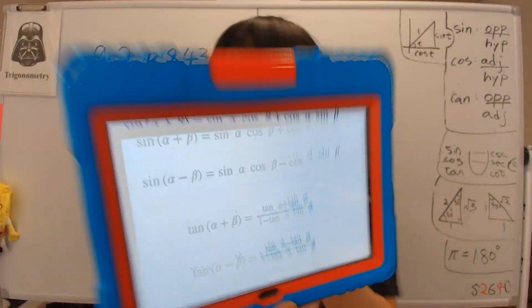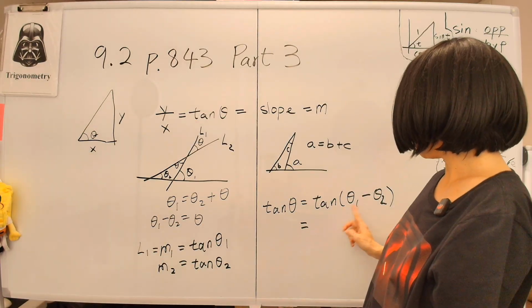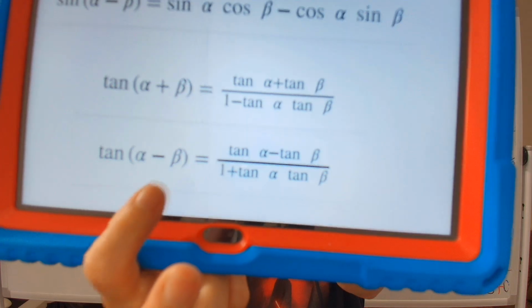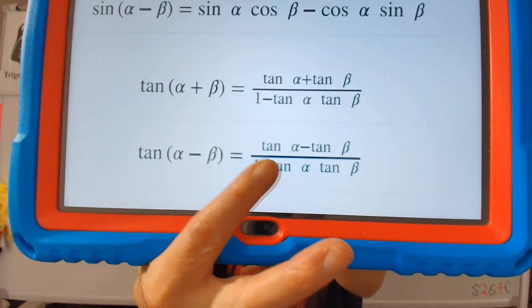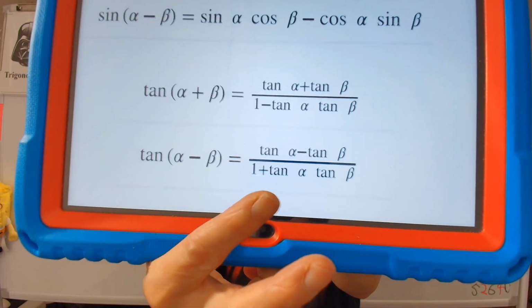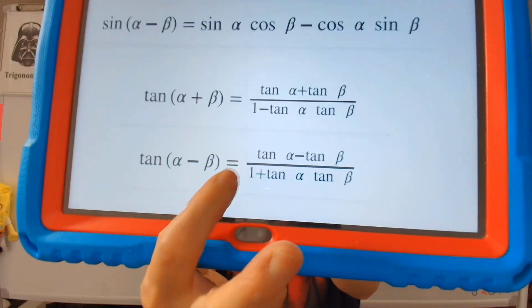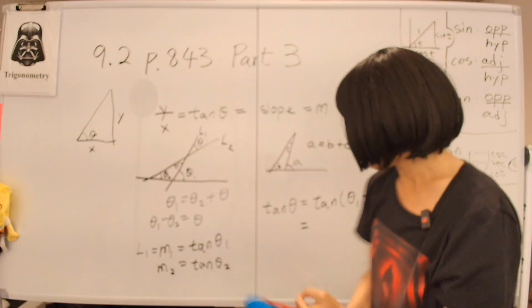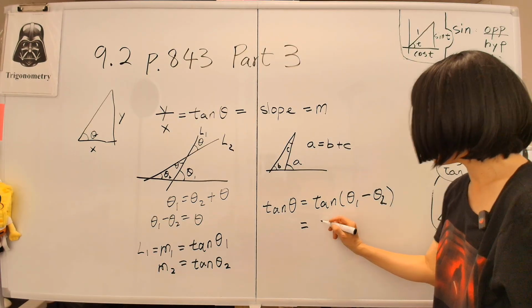The tangent of, what are we doing here? Tangent of theta 1 minus theta 2. Okay, now we'll write down this formula. That's the tangent subtraction formula. That equals tangent alpha minus tangent beta. The minus sign stays on top, and the bottom is a plus sign. So let's do that.